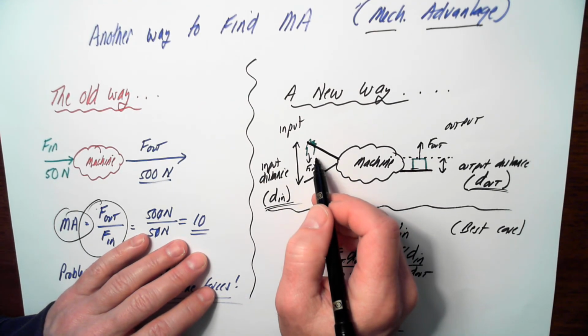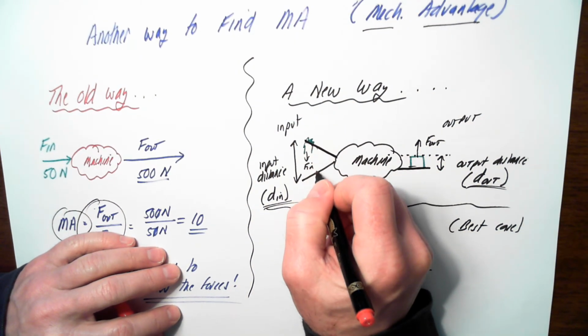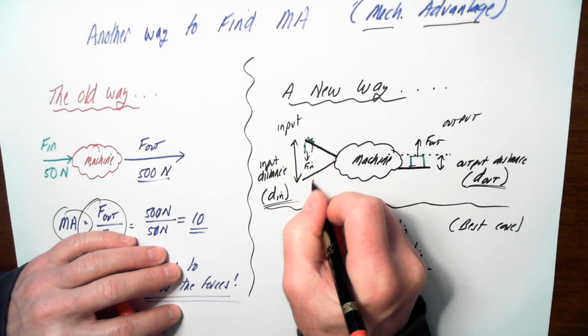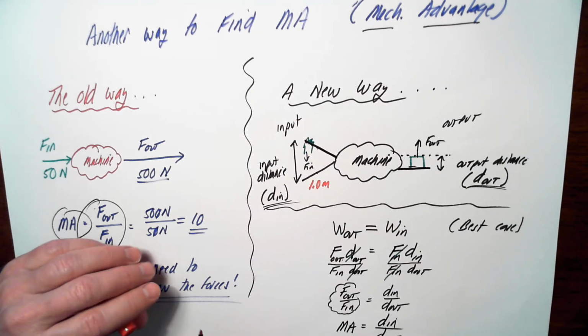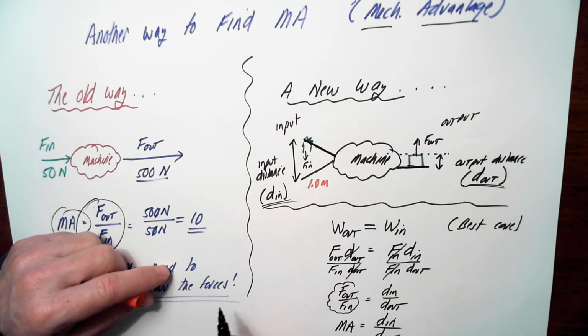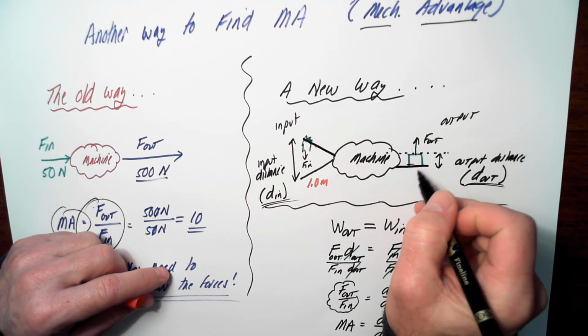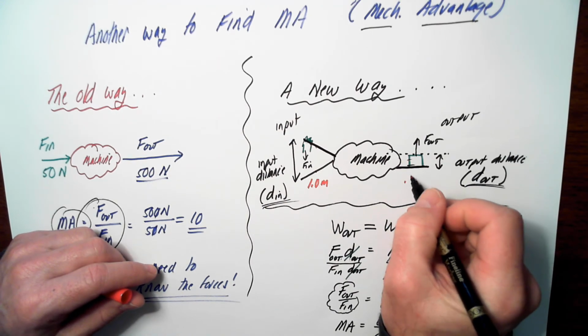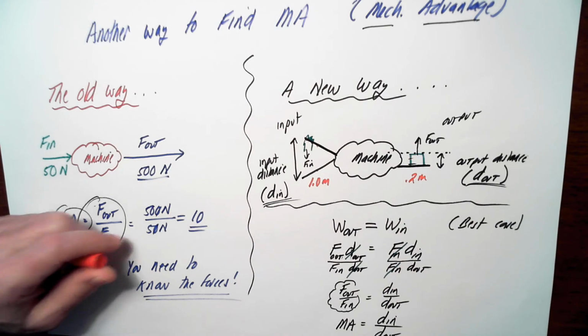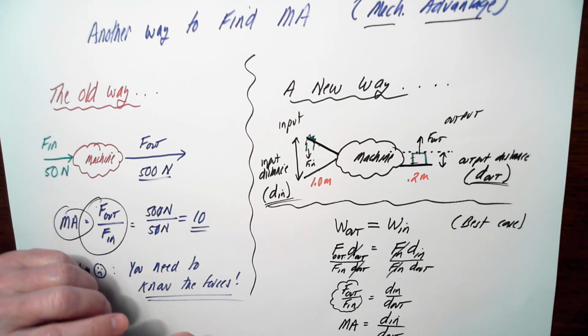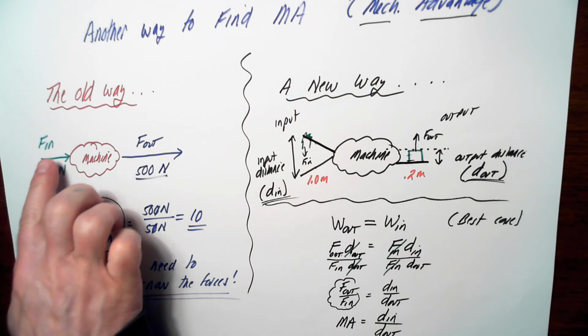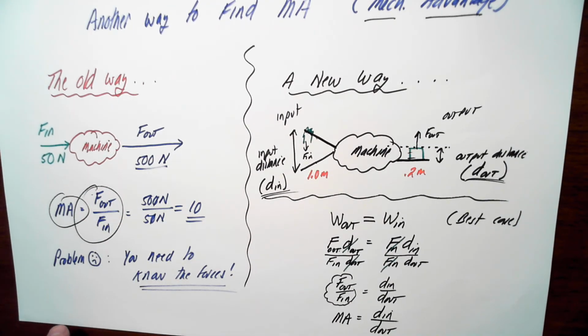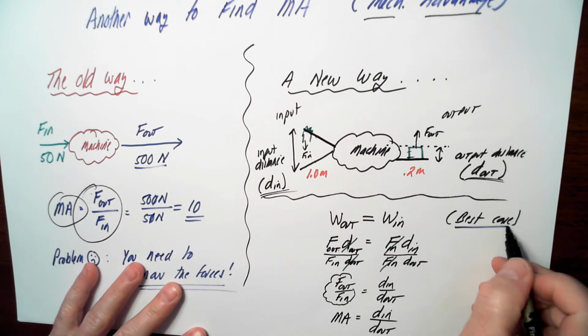Let's go back to this example, and suppose that in this case you pull down 1 meter, a little over 3 feet. So this is a big lever. And this thing came up, well, let's just say it came up 0.2 meters. Okay, what would be the mechanical advantage of this machine? You don't know the input force, you don't know the output force, but yet you can still know the mechanical advantage of the machine, at least best case.